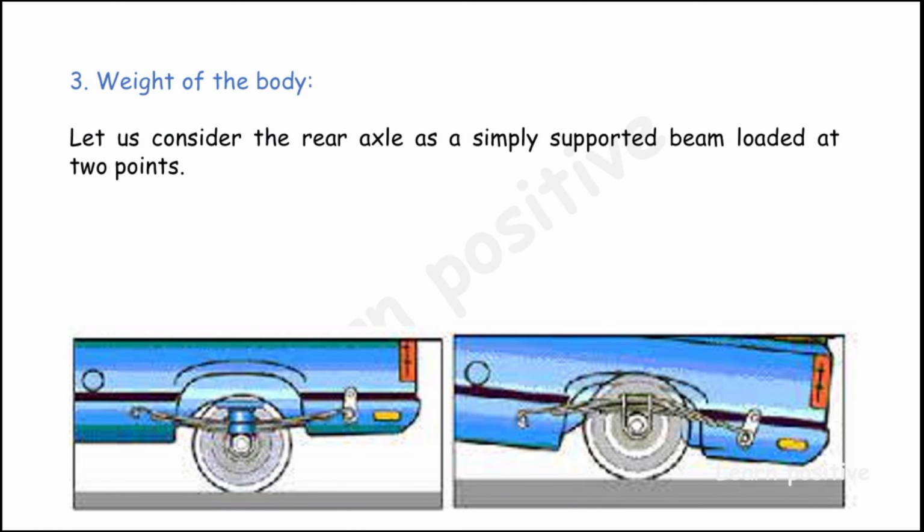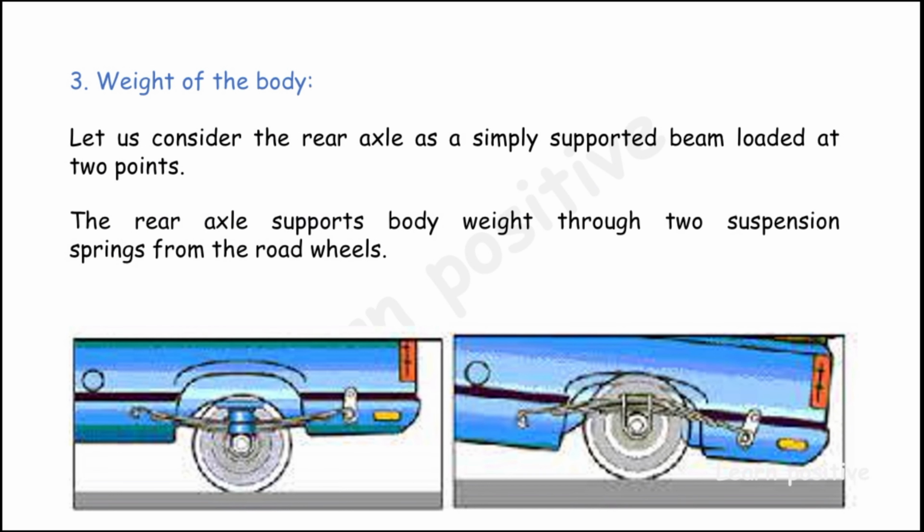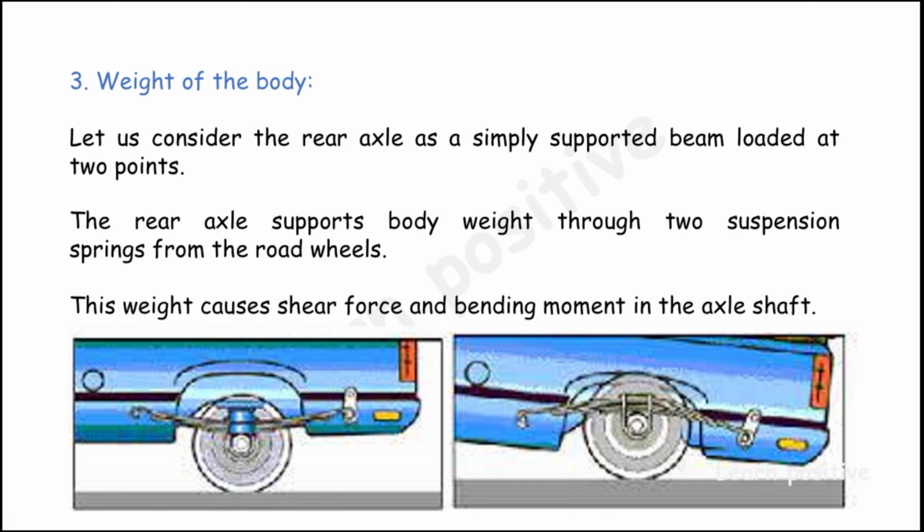Let us consider the rear axle as a simply supported beam loaded at two points. We are comparing the simply supported beam with the rear axle, where the supported points are the wheels and the beam is the rear axle's shaft and the differential. The rear axle supports body weight through the two suspension springs from the road wheels. So this weight causes shear force and also bending moment in the axle. You can see the diagram.